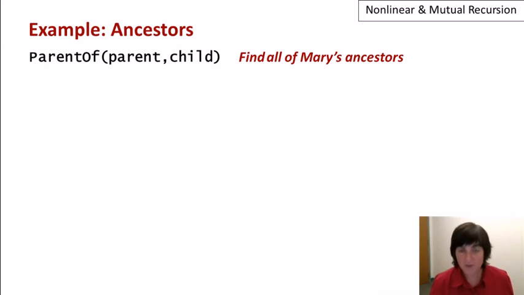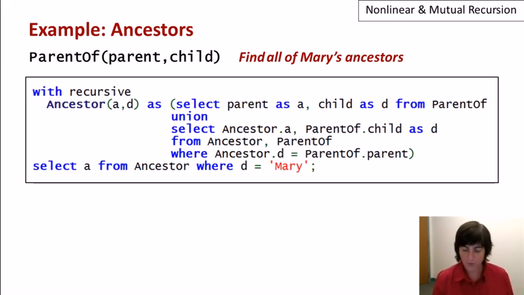The first example we used when we introduced recursion was finding ancestor relationships from a base table that just has parent-child relationships. So a basic transitive closure operation, and the query we wanted to run was to find all of Mary's ancestors. And here's the query that we wrote.